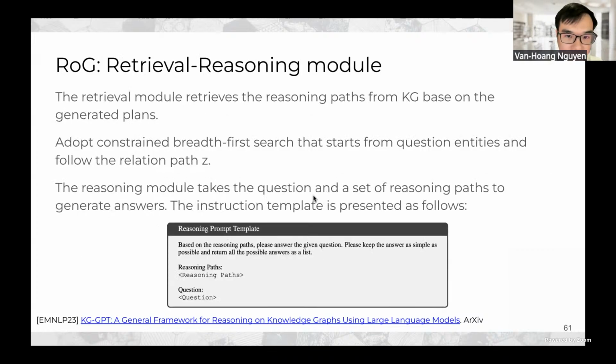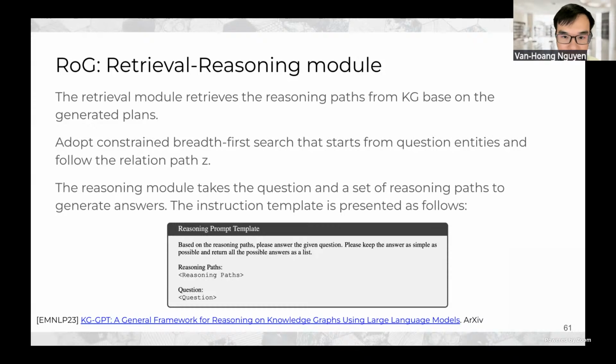As for the retrieval-reasoning module, the retrieval module retrieves the reasoning paths from the KG based on the generated plans. As I mentioned, the original reasoning plans generated by the LLMs may not be valid. So we have to adopt a constrained breadth-first search approach that tries to ground these reasoning plans into actual reasoning paths that exist in the KG.